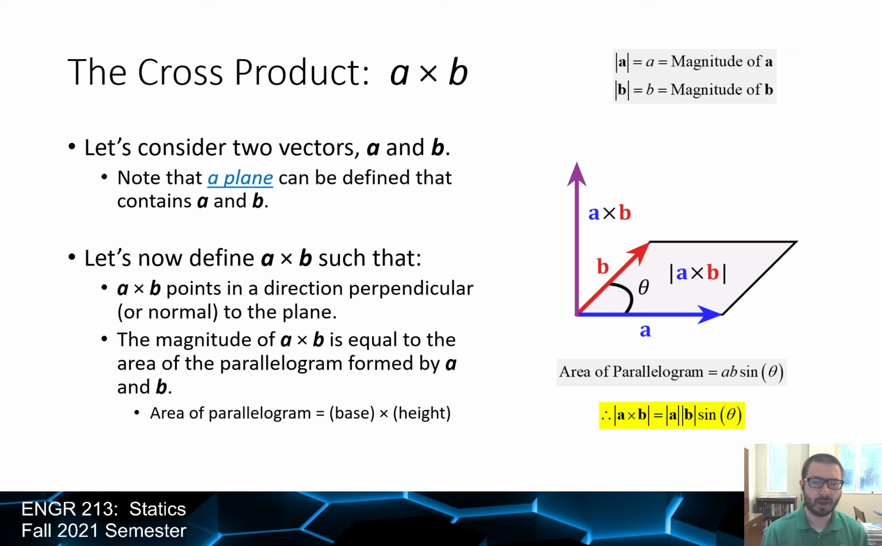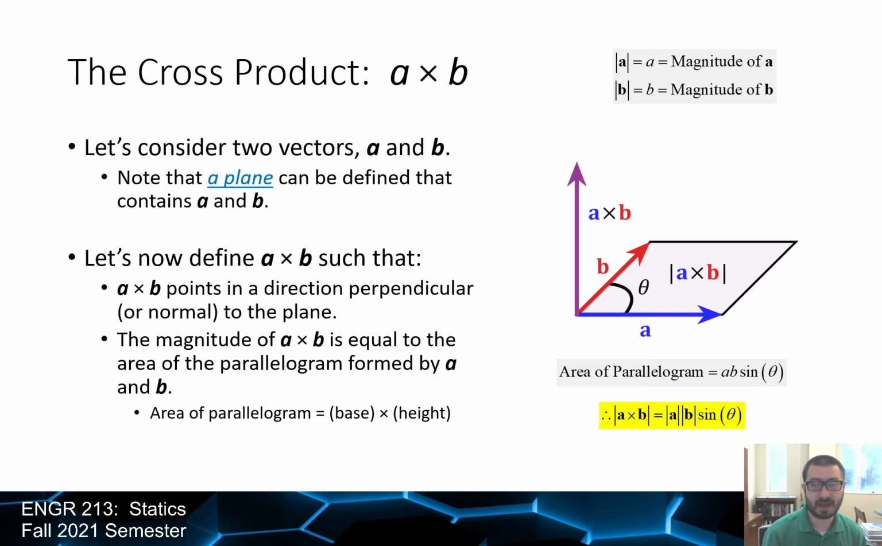As for the magnitude, we'll say that the magnitude basically needs to equal the area formed by the region bounded by A and B. So for example, let's say this was my parallelogram, and this is vector A and this is vector B. If vector A is 3 units long and vector B is 5 units long, the idea is that the cross product would be such a vector that the magnitude of A cross B would be 15 if this was 3 and this was 5. And then the direction would be normal to that plane. So that's basically what we're defining the cross product to be.